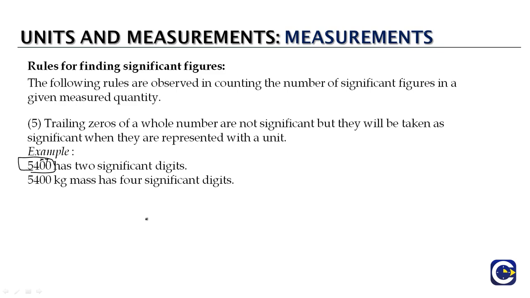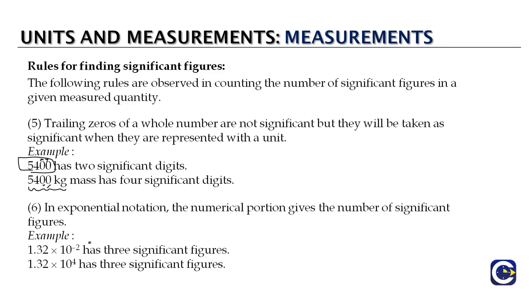But here there is an exceptional consideration. If these zeros are a part of the measured value, like we express the value with unit, if we say 5400 kg, then in that particular case the two zeros will be considered as significant. So in the 5400 kg, the number of significant digits will become 4. Whereas if I simply give the number 5400, then we will not be considering the two zeros as significant. So these are the rules for finding out the significant figures.